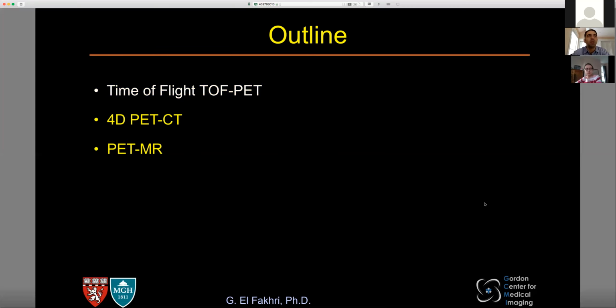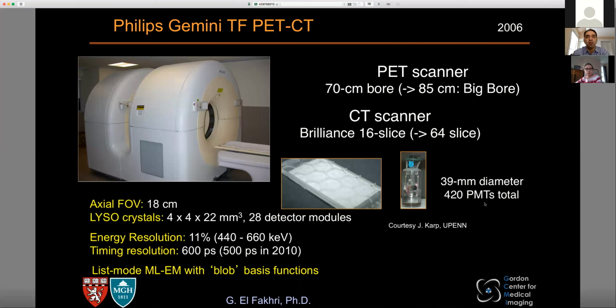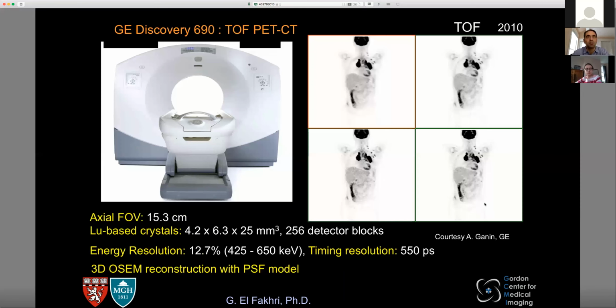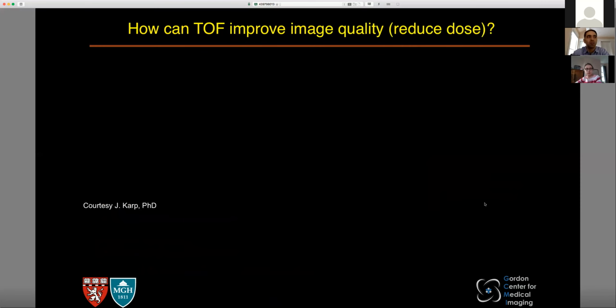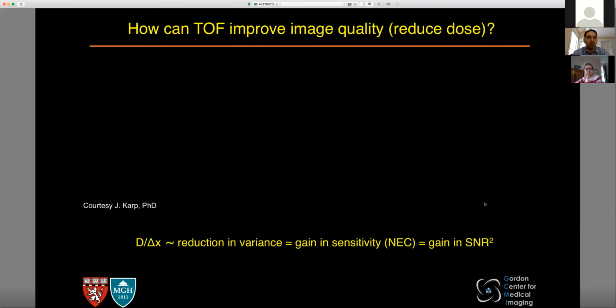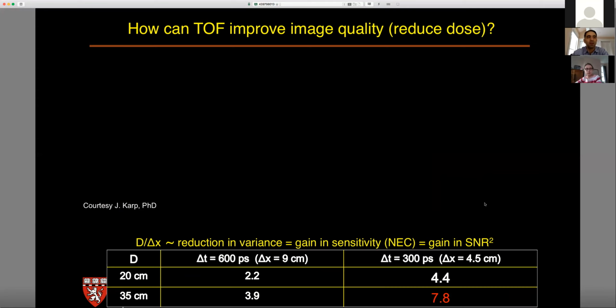Remember when we talked about annihilation, we said that we have a positron annihilating with an electron, and then we have 2 photons emitted that are detected at the same time on 2 opposite detectors. But that's not the reality.